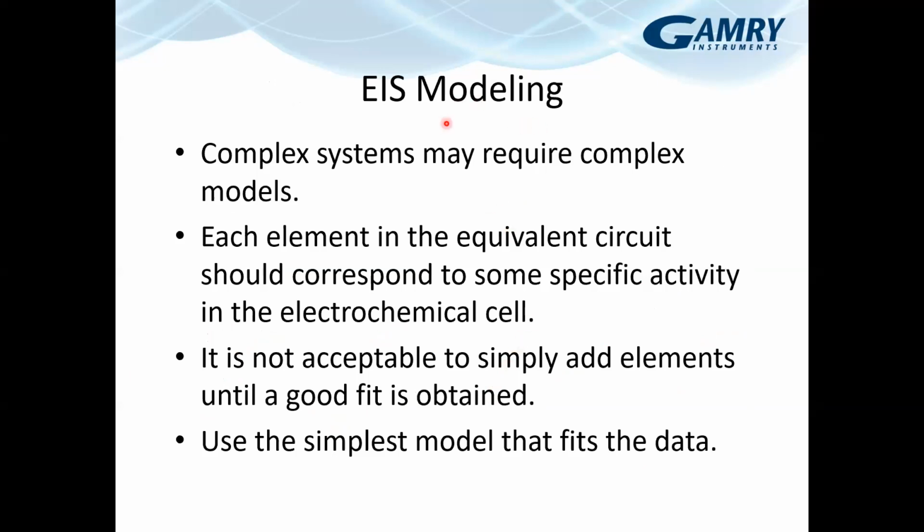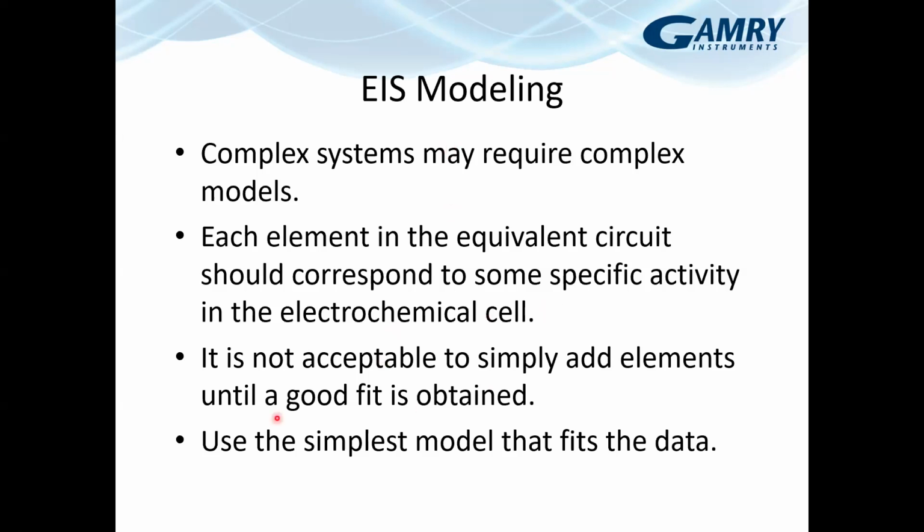Complex systems may require complex models. When you're doing modeling for an EIS system, it's important that every element in the equivalent circuit corresponds to some specific activity within your electrochemical cell. You can always get a better fit, lining up on top of your data, by adding more elements and more degrees of freedom, and you will get better and better fit.